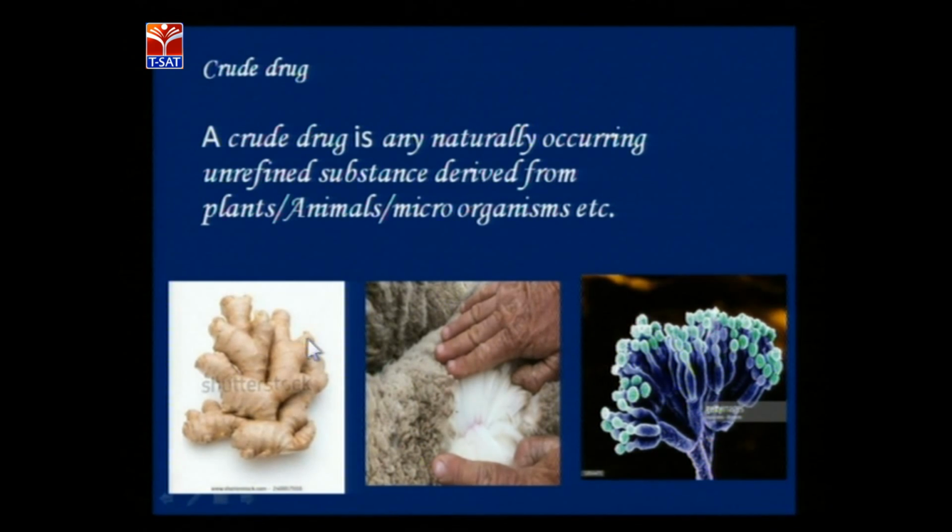For example, look at the first slide. Here this is ginger. We are taking this ginger directly from the ginger plant. So this is a crude drug. And what is this? This is wool. We are taking this wool directly from the animal, sheep. So this is a crude drug. And see the final picture. This is penicillium. We are taking this penicillium directly from a microorganism, that is fungus. This is also called a crude drug.